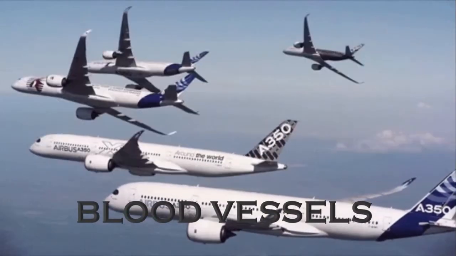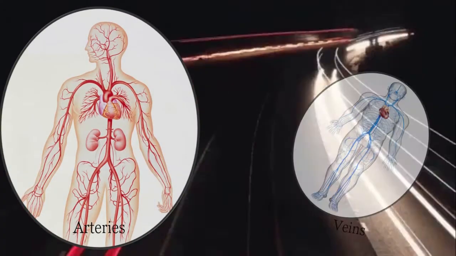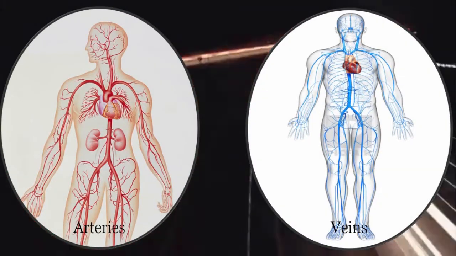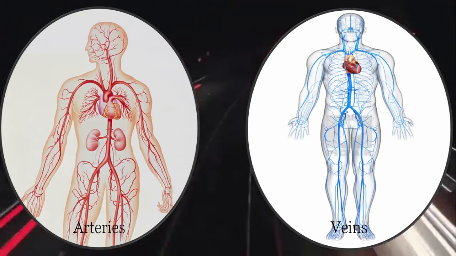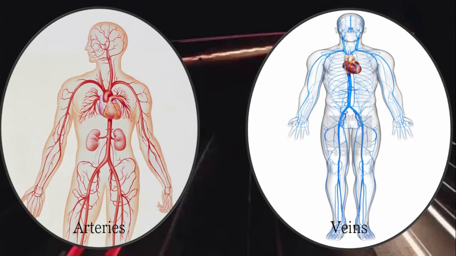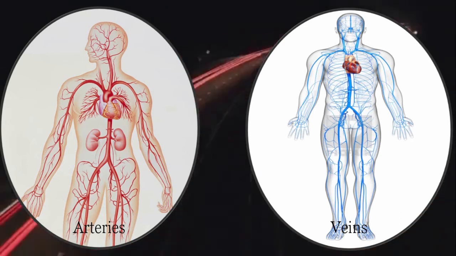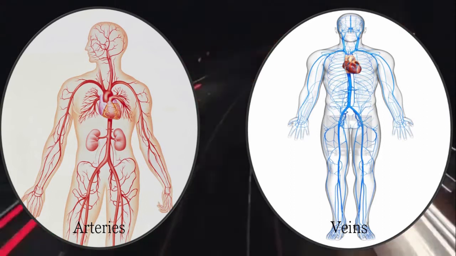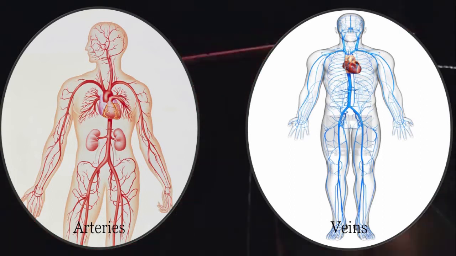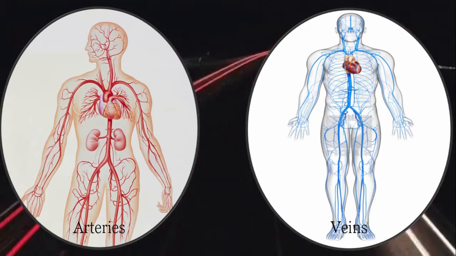Second is the blood vessels. We have two blood vessels, which is known as the arteries and veins. Function of the blood vessels is the tube which carry blood. For the veins, it carries blood from the body back to the heart. And for the arteries, it carries blood from the heart to the body.